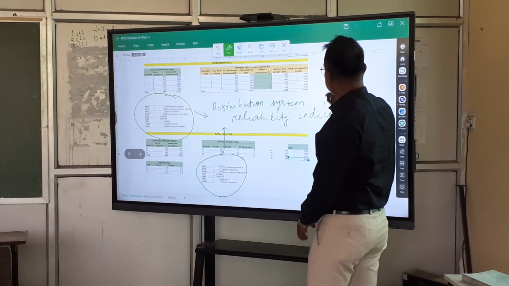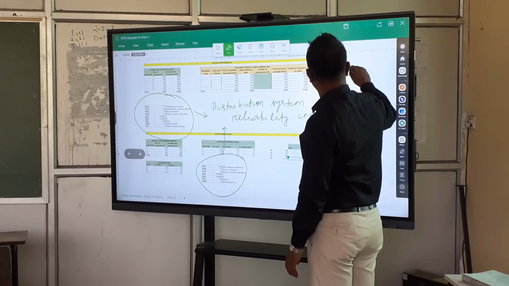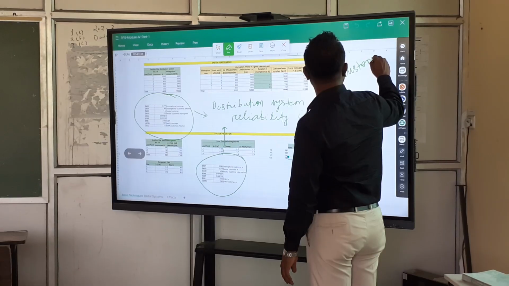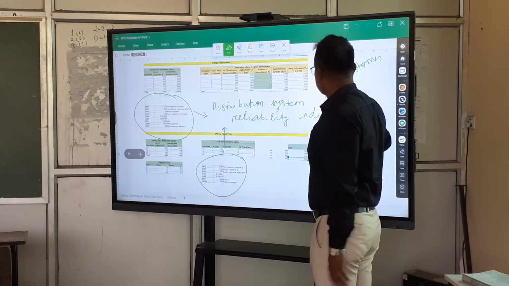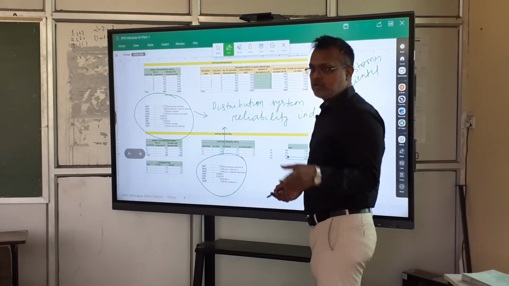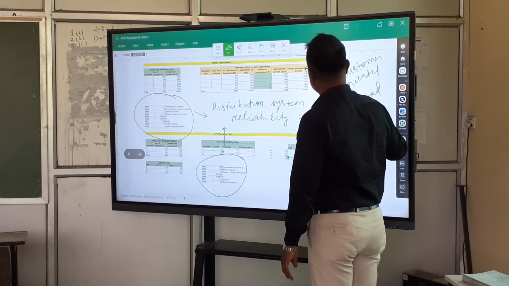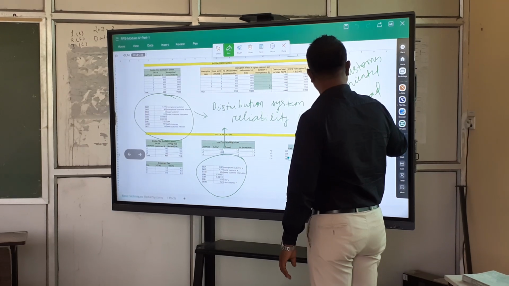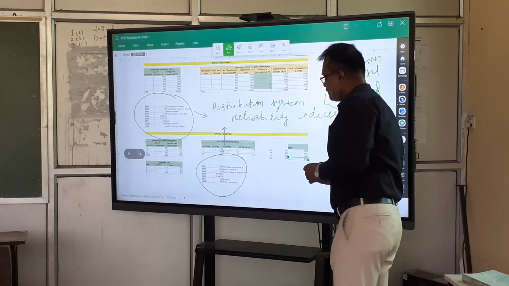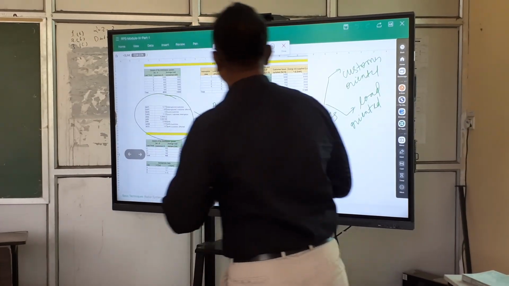And these are of two types. One is customer oriented, that means outage oriented, and one is load oriented or energy oriented. Energy not supplied is load oriented. These are the basic techniques for distribution system reliability evaluation.